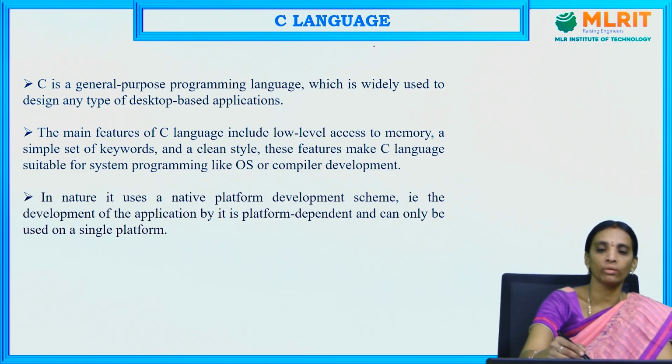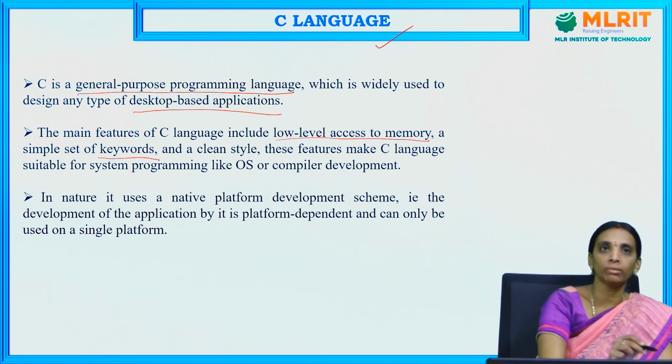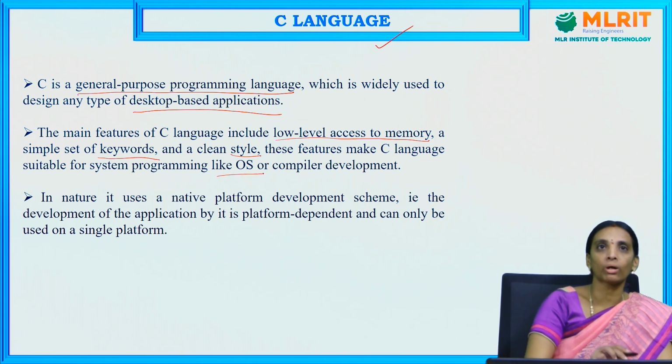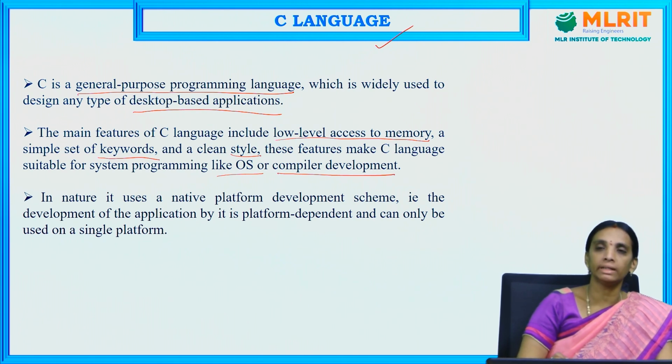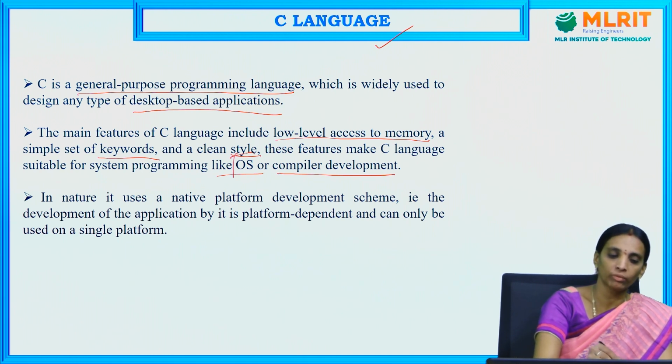First we are going to discuss C language. C language is a general purpose programming language and is used mainly for desktop based applications. The main features of C language include low level access to memory, and it consists of only a simple set of keywords. It has a clean style so that it can be used for programming OS and compiler development. So mainly it is a general purpose programming language, which means it is not specifically intended for a particular platform or processor. That's why it is mostly suited for programming OS and compiler development.